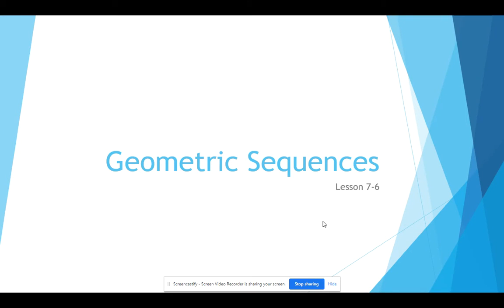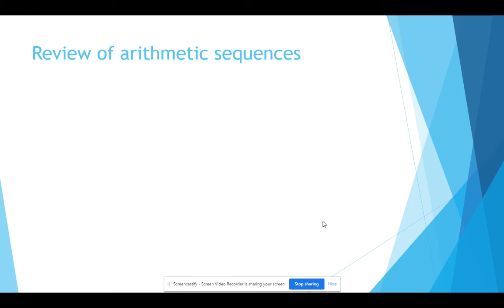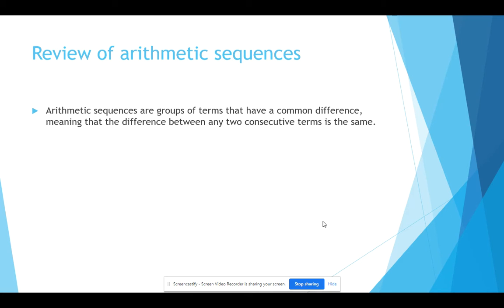This is lesson 7-6, geometric sequences. Let's review arithmetic sequences that we did in a previous unit. Arithmetic sequences are ones that have a common difference, meaning that between any two consecutive terms, the difference between those terms is going to be exactly the same.